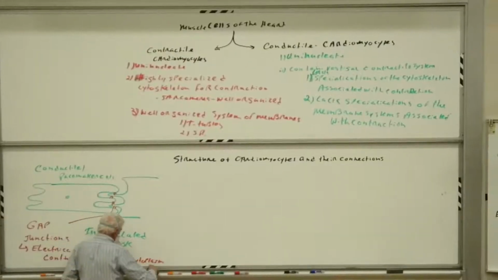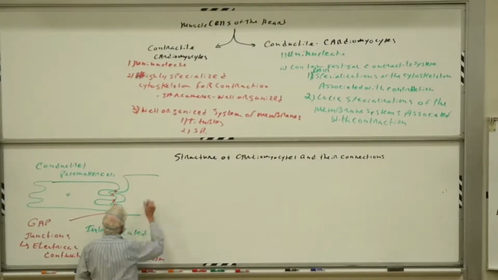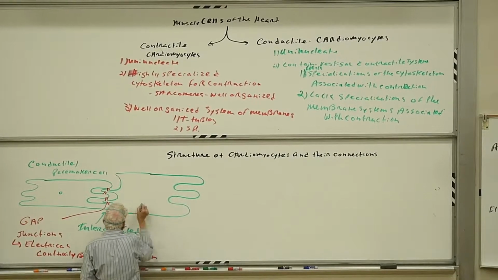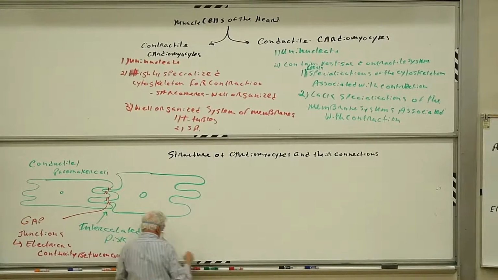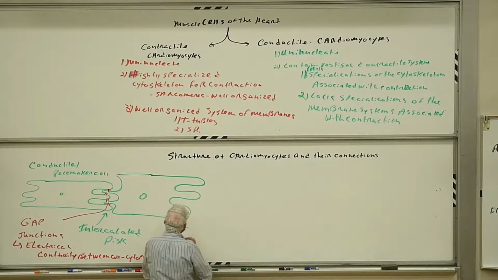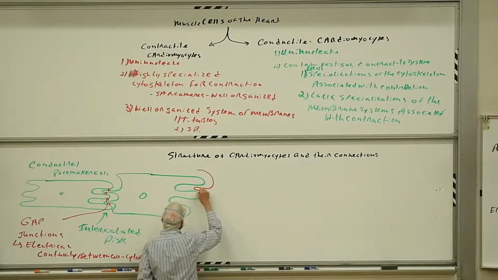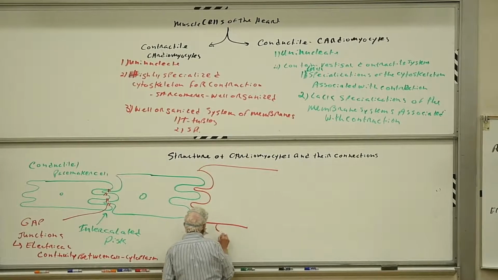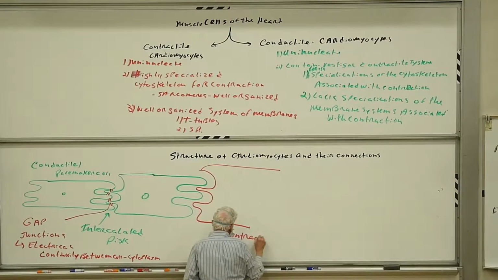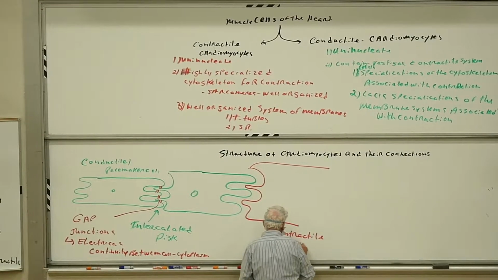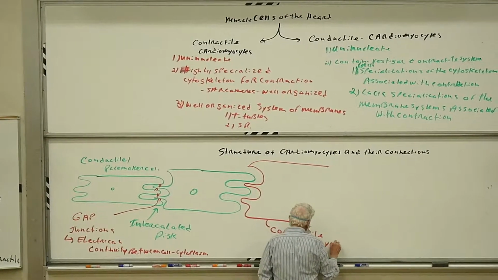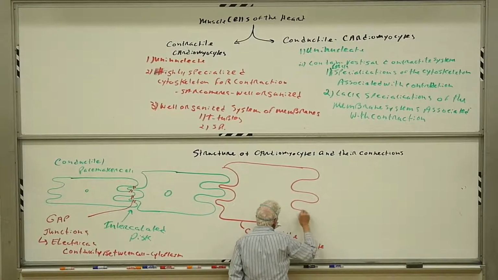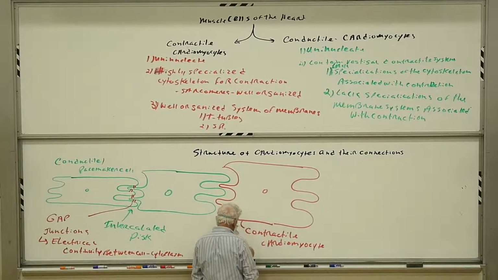Then, if we look at some of these, and I'm going to simplify the story, I'm only going to put a couple of them in. These cells, a subset of these conductile cells, will form gap junctions with the next type of cell, which is called a contractile cardiomyocyte. Now, I'll remind you that we're working down here at the cellular level. So we're talking about individual cells with their individual nucleus.